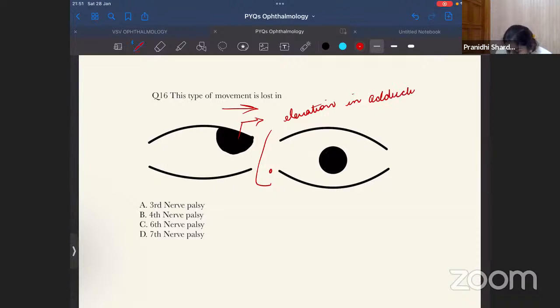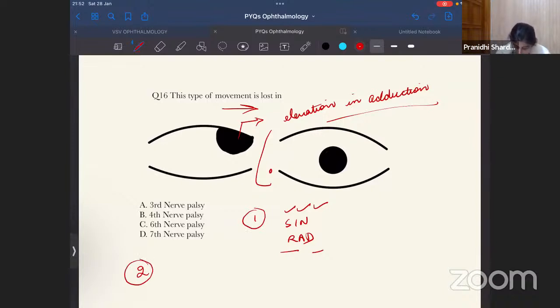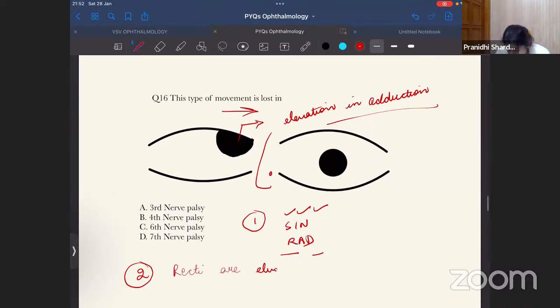Now, to solve this type of question, basically in extraocular muscles, there are two main mantras you have to learn, and you will solve anything. First is SIN and RAD, that is superiors are intortors, recti are adductors. And the second mantra is that in the movement of elevation and depression, the recti are elevators or depressors.